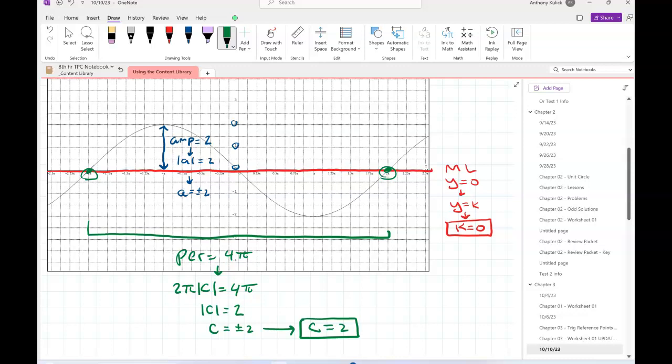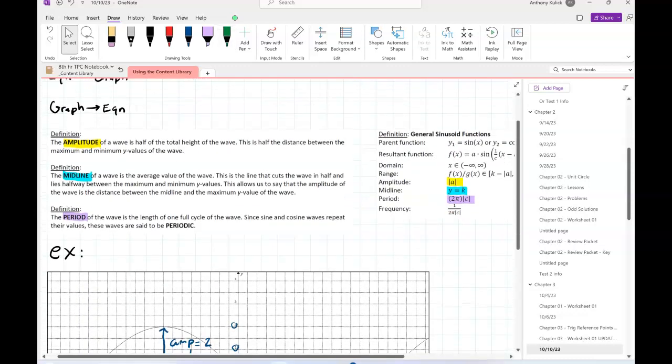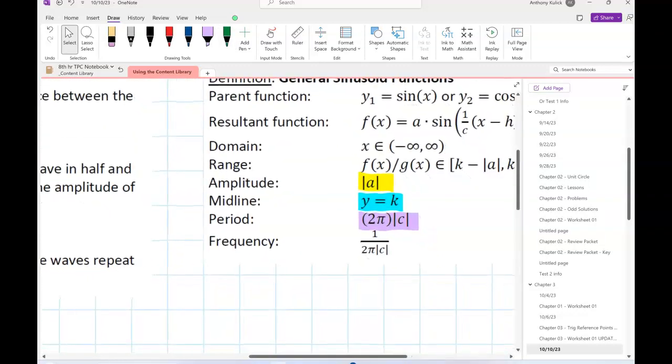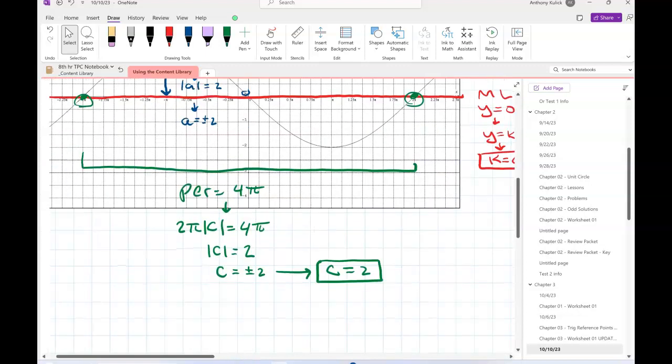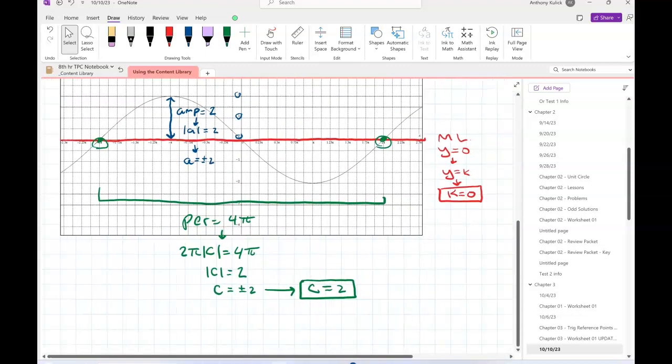Grace. Wait, so is the period 4 pi? Yes. So then what's the work vector for C? Nope. That's the formula for period that we saw before. Period is 2 pi times C. So I know that if that's equal to 4 pi, I can then solve for C. And that's the work that's underneath it. Is that okay?